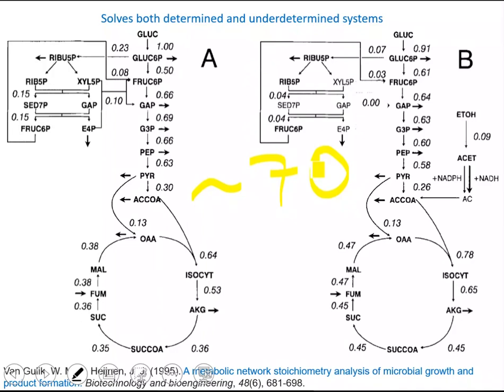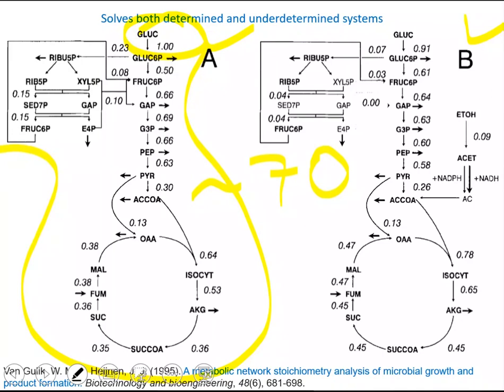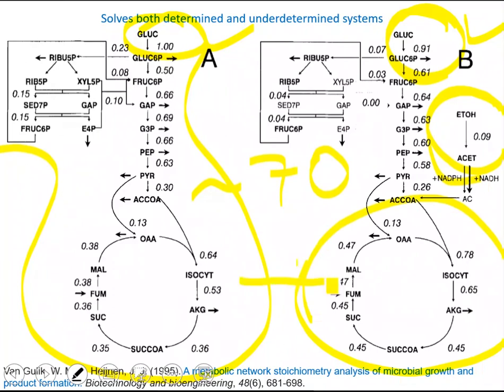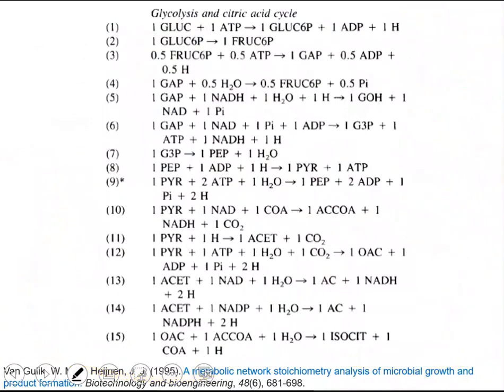Here you see two figures from their paper. In this one, they simulate glucose uptake by Saccharomyces cerevisiae, and for 1 unit of glucose uptake, how the fluxes are affected in an aerobic environment, as far as I remember. In the second one, they simulate simultaneous uptake of glucose and ethanol. So the organism consumes 91% glucose, and in this case, what will be the predicted rates? As you see, you will have a higher rate in TCA cycle reactions in this case. I won't go into details of the paper. It's a really long paper. And this is a screenshot from their reaction list.